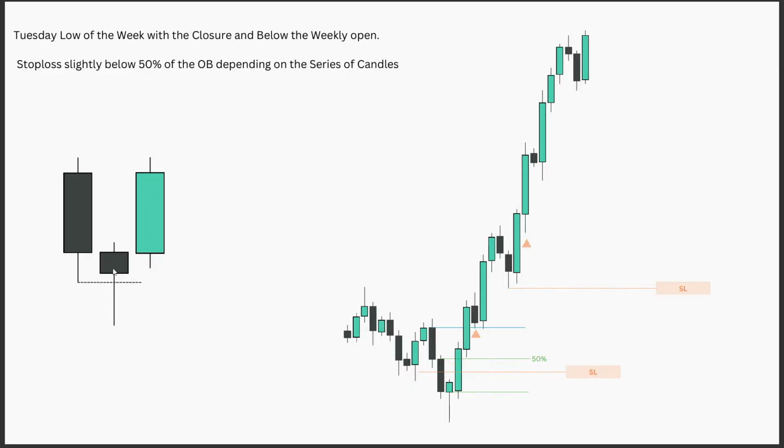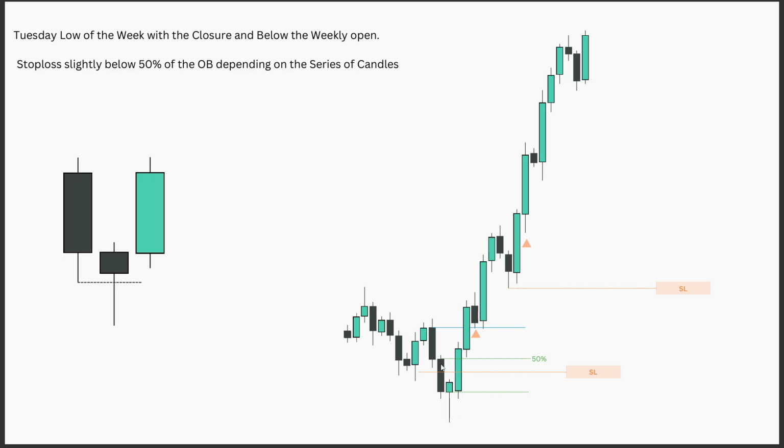Like in this example, we created Tuesday low of the week, and then it would be a Wednesday. Then we could enter on the change in the state of delivery. For example, Monday consolidation, Tuesday reversal, a closure above the series of down close candles on the hourly chart. Then we could enter on the next candle, stop below the body's low.